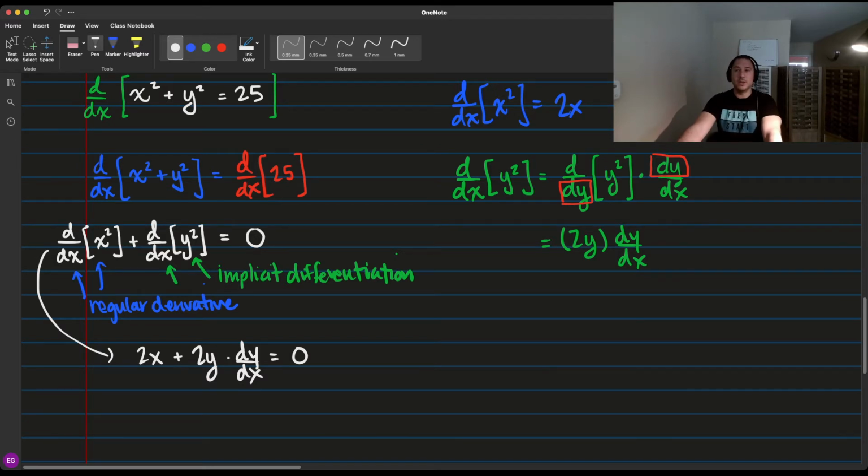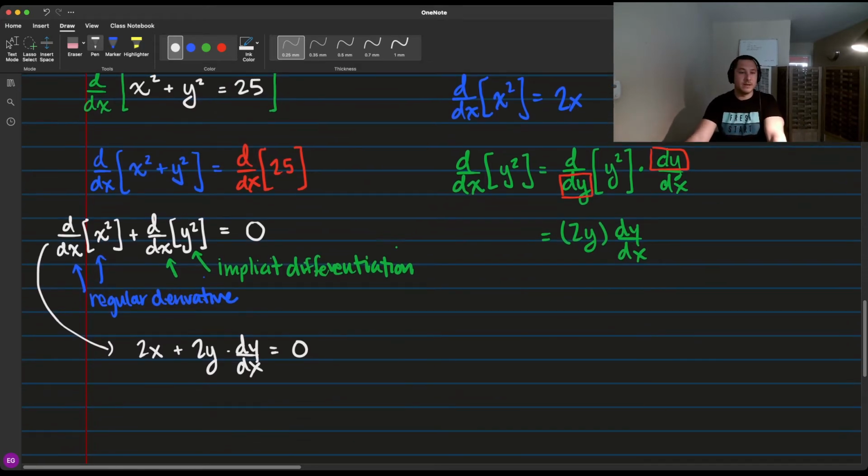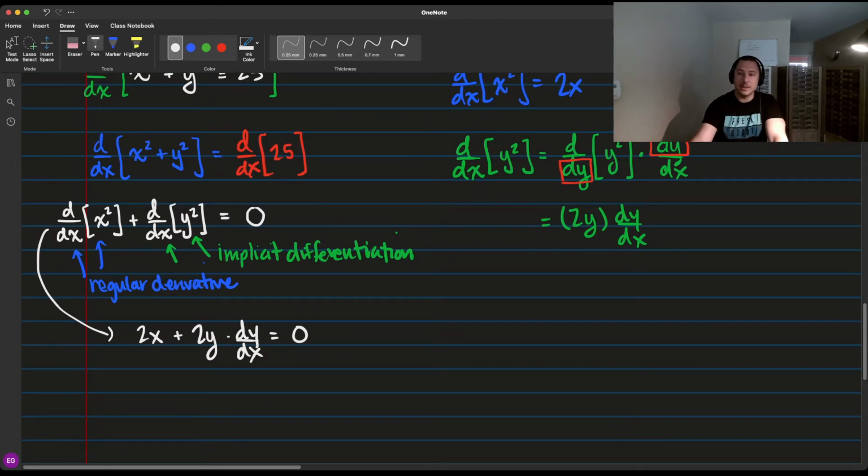Okay, so remember we were asked to find dy dx for the equation below, so that's what we're going to solve for in this equation. Here is the thing that I want. I want to know what dy dx is equal to. That's my derivative. It gives me the slope of my tangent line. So all we have to do is solve this equation for it.